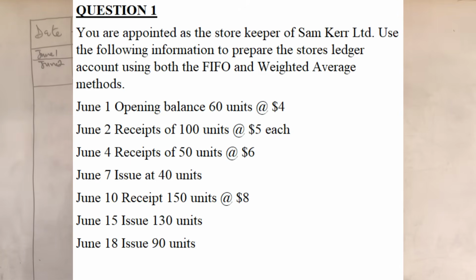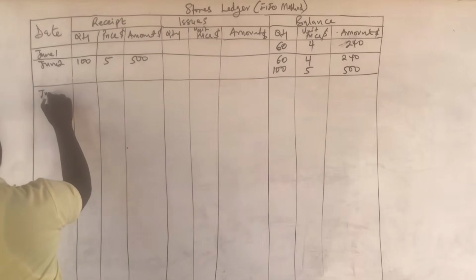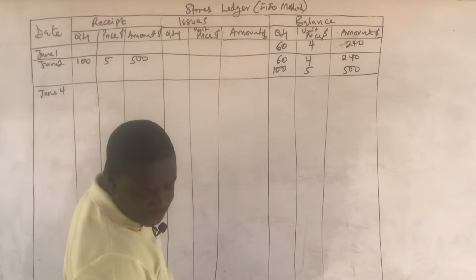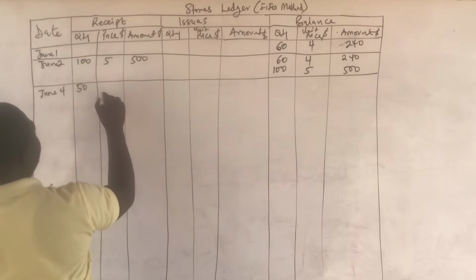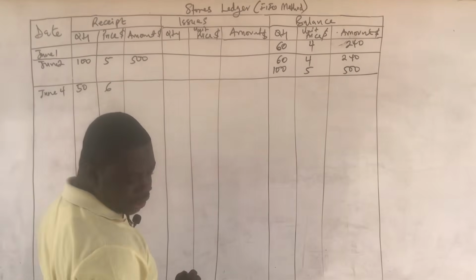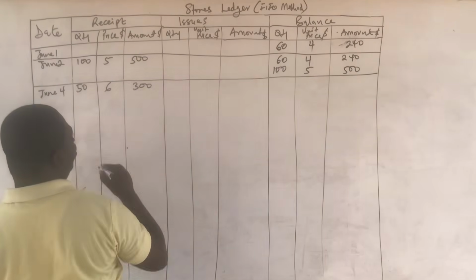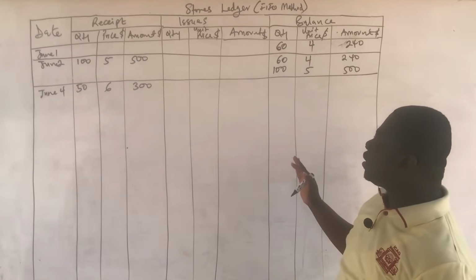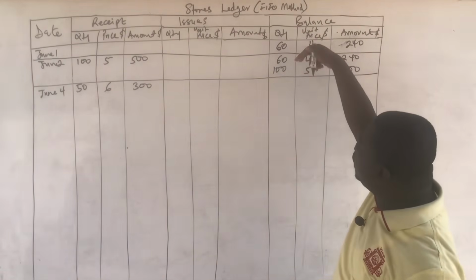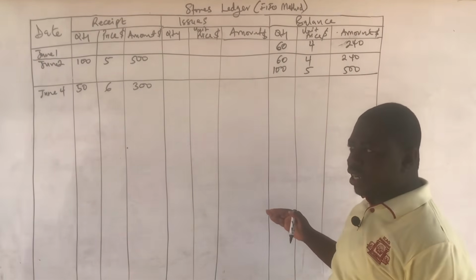June 4th, receipts of 50 units at 6 cedi each. So there is another receipt on June 4th. The number of units is 50. The unit price is $6. And so when we multiply 50 by 6, we have $300. Now we come to the balance again. When we come to the balance, remember that you have to repeat both 60 and 100 first before you add up the third one that just came.